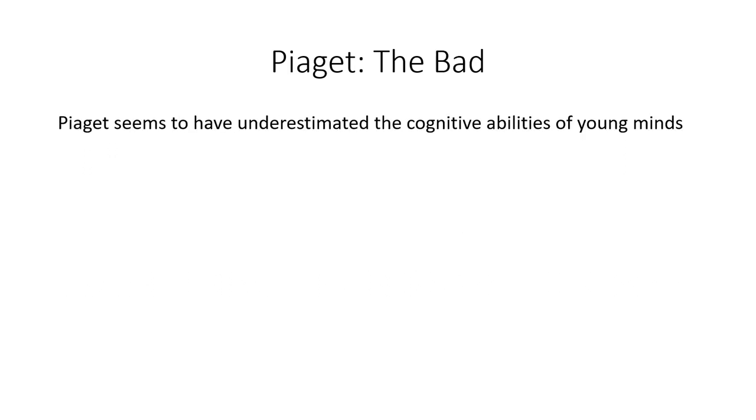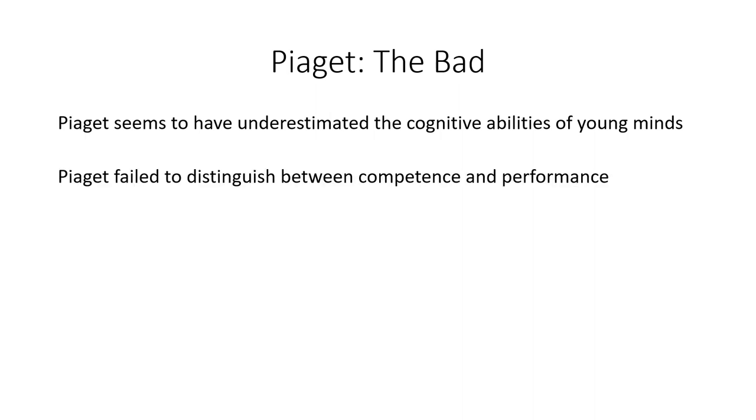We talk about the good, we've got to talk about the bad. The bad is Piaget seems to have underestimated the cognitive abilities of young minds. Children master concepts much younger than Piaget thought. He failed to distinguish between competence and performance. A child may be able to understand something even if they can't actually perform on it. This is where the A-not-B task comes in. They might understand that the thing is at B, but their performance is reaching for A.